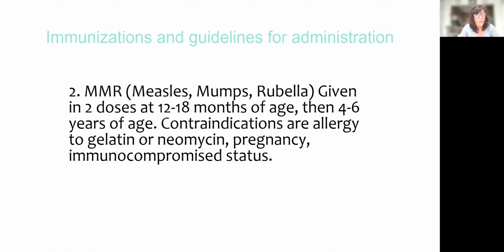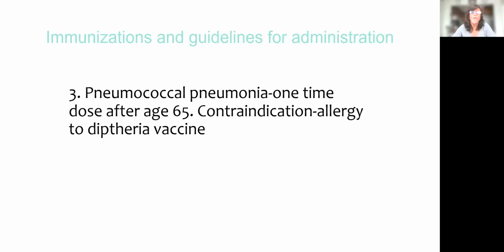And usually it's given in 2 doses, usually at 12 to 18 months of age and then 4 to 6 years of age. And if they're allergic to gelatin or neomycin, can't have it. If they're pregnant or immunocompromised, because it's live, can't have it.